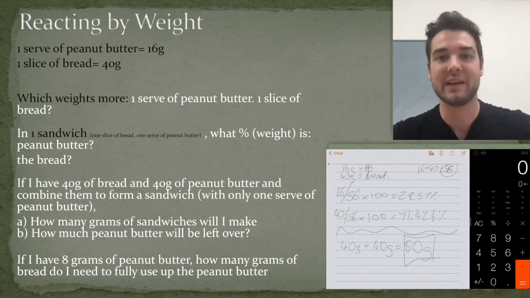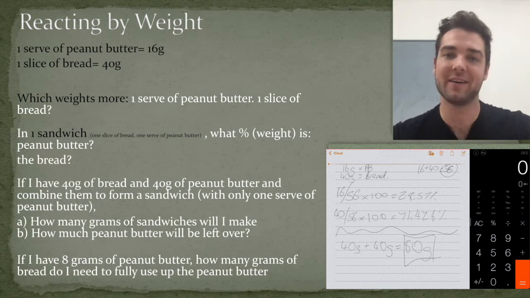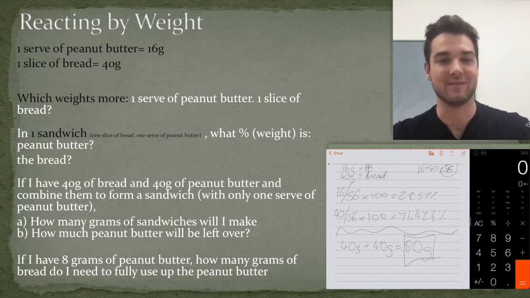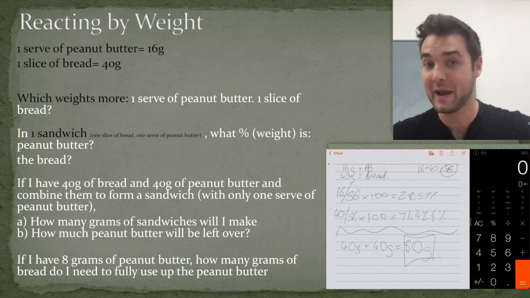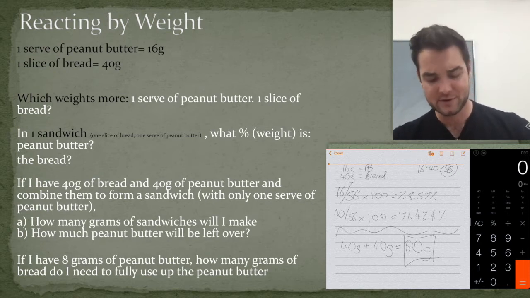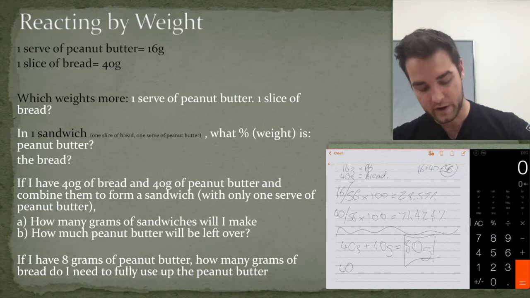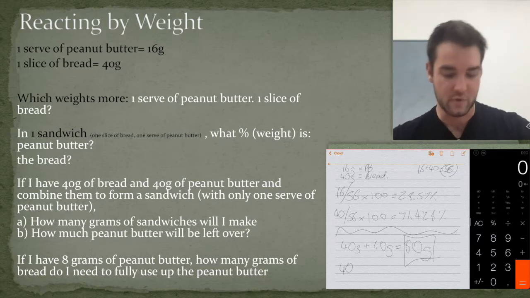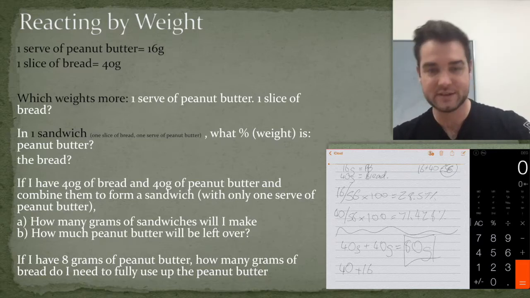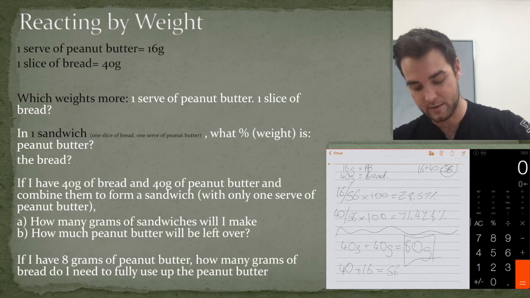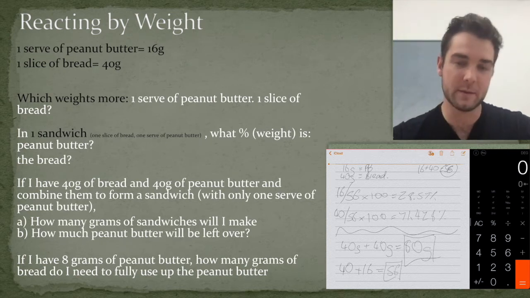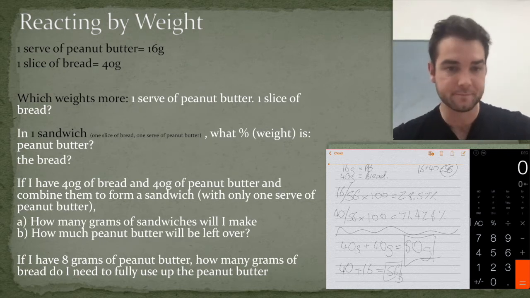And our limiting reactant is bread. Our limiting reagent is bread. Once we use up all the bread, that's it. No more sandwiches. In fact, we're only going to be able to make 1 sandwich. How much is a sandwich again? Well, we're going to be able to use all of our bread, but we're only going to need to use 16 grams of that peanut butter. So again, since we're only going to be able to make 1 sandwich, that's 56 grams.